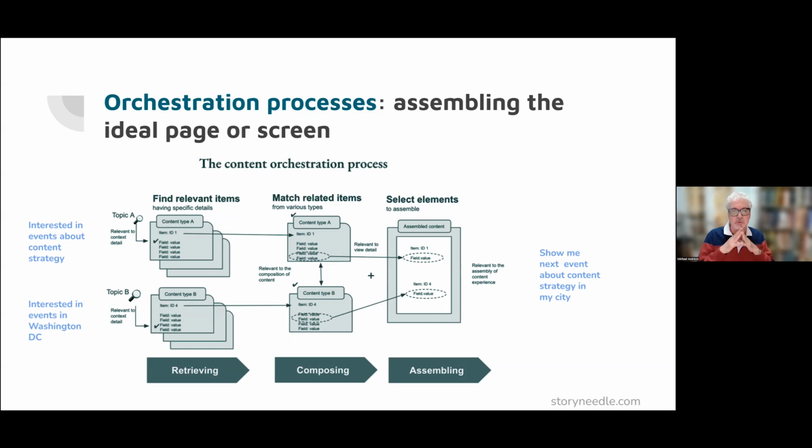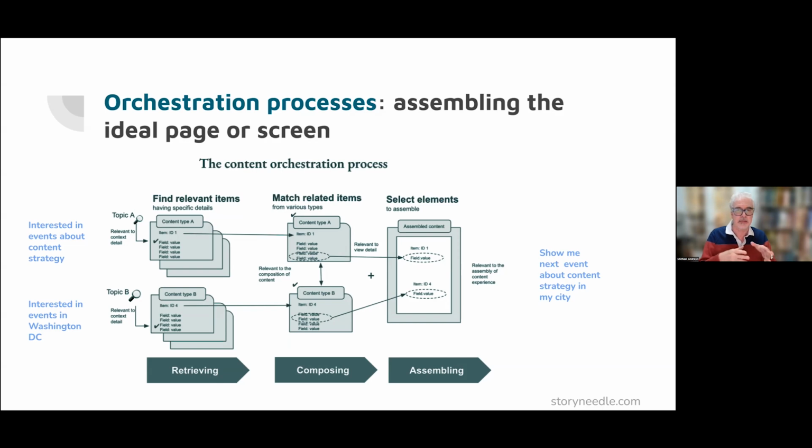So what I would be doing is, after I've retrieved these different items from these different sources, I would want to be able to take the parts of each of the different sources, pull them together, and assemble them into an experience so that I could see what the next event about content strategy happening in Washington, D.C. would be. That conceptually is what's going on here.